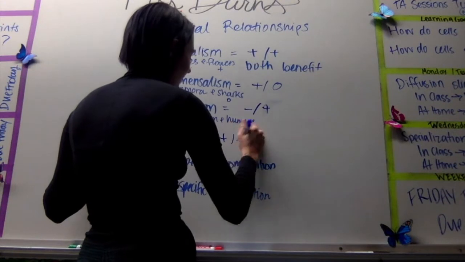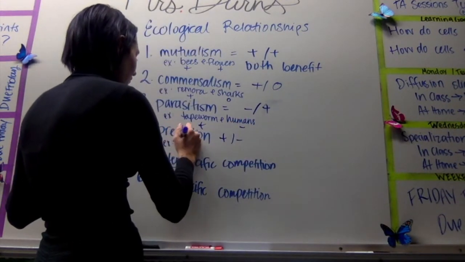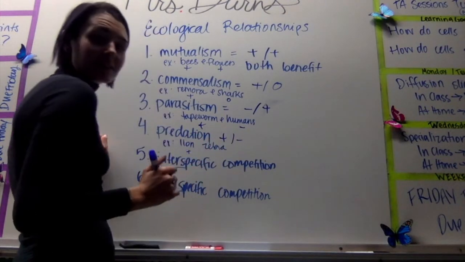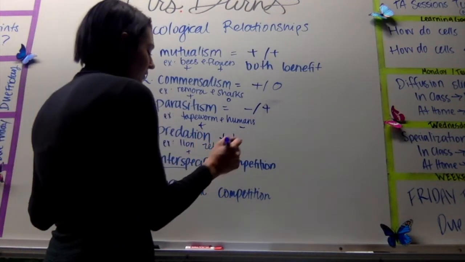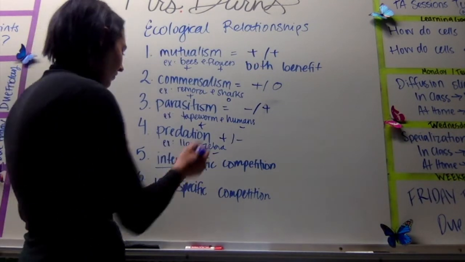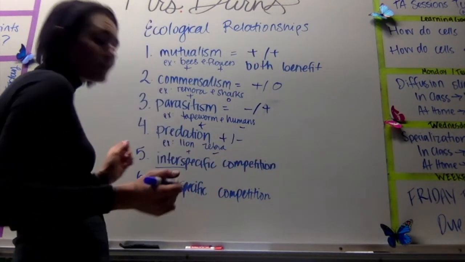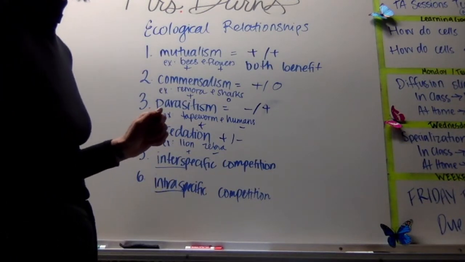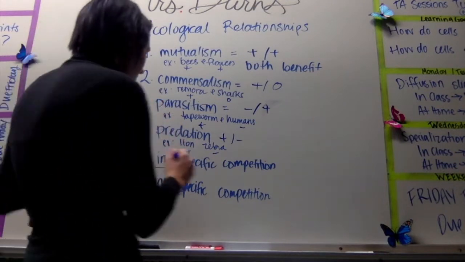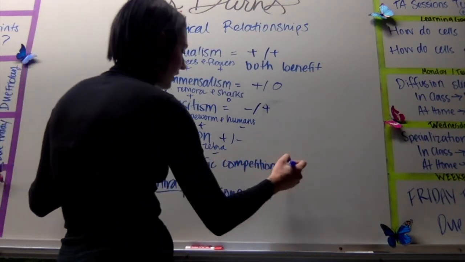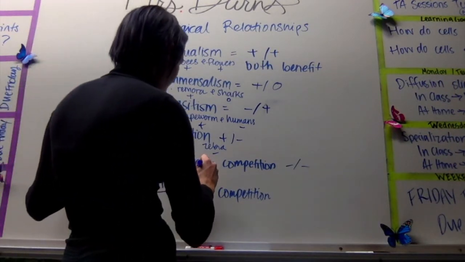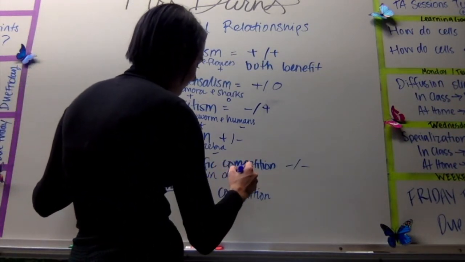Predation is positive, negative. For example, if you have a lion and a zebra, well, the lion's benefiting because, hey, it's dinner time. The zebra's not benefiting because, hey, I have to be your dinner, which means I died. So that's predation. Interspecific competition is when you have competition between two different species. So interspecific is negative because they're both competing against each other, and this is between the different species.